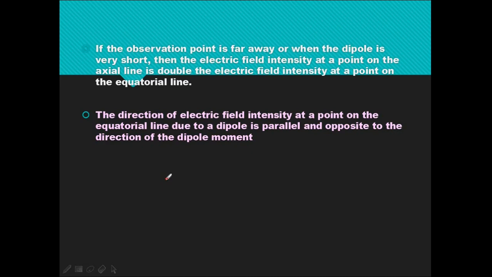What do you mean by a dipole? A dipole consists of two opposite charges, minus and plus, and this is called a dipole. The direction of a dipole is always from minus to plus. Now the electric field intensity is opposite to the direction of the dipole moment. This is the dipole moment, and it is opposite to the electric field intensity direction.